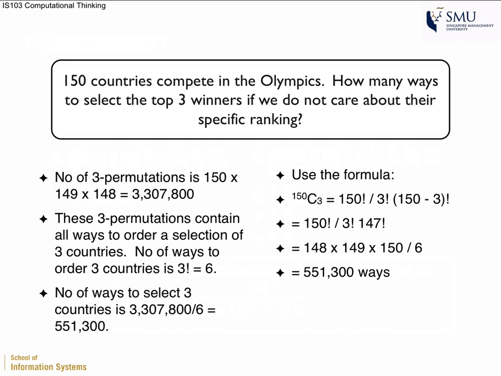Now, we can also just plug it into the formula, in which case we have 150 choose 3 equals 150 factorial divided by 3 factorial times (150 minus 3) factorial. So we are still going to end up getting the same outcome.